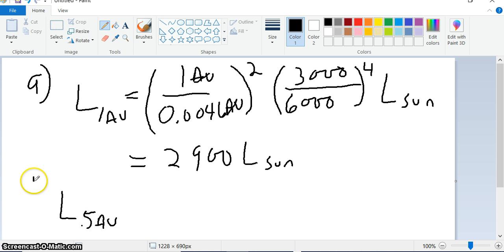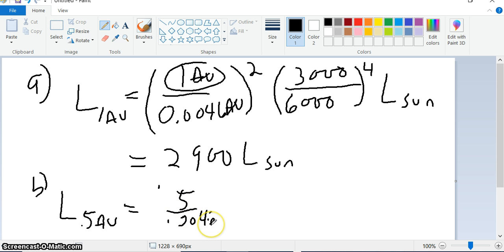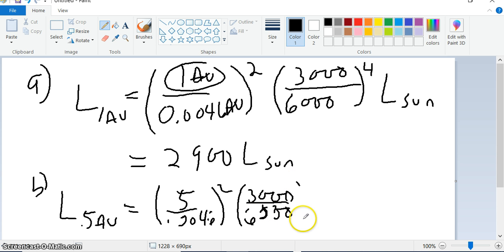Now the luminosity when it's 5 astronomical units, 5 AU. This is part B. It's the exact same numbers, but now instead of having a 1 right here, you have a 5. So it's going to be 5 over 0.0046, which I have saved in my calculator, and we square that. Then you take 3,000, the same temperature, divided by roughly the surface temperature of our sun, almost 6,000 Kelvin, and we raise that to the 4th power, times the luminosity of the sun.